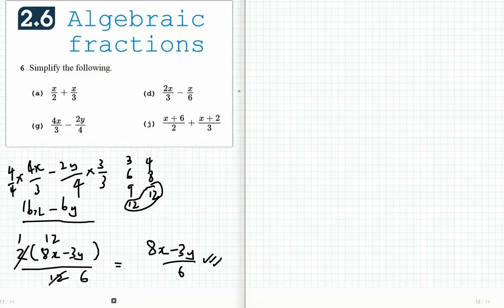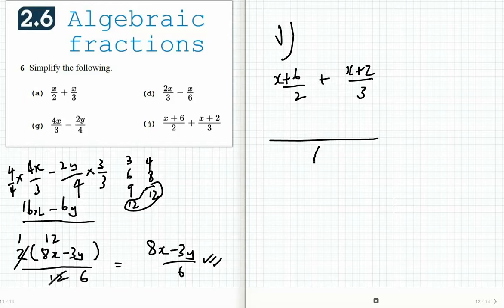And in J's example, I've got x plus 6 all over 2 plus x plus 2 all over 3. My lowest common denominator is 6. I need to multiply this by 3 over 3. 3 times x plus 6, plus needs to be multiplied by 2 over 2. 2 times x plus 2.